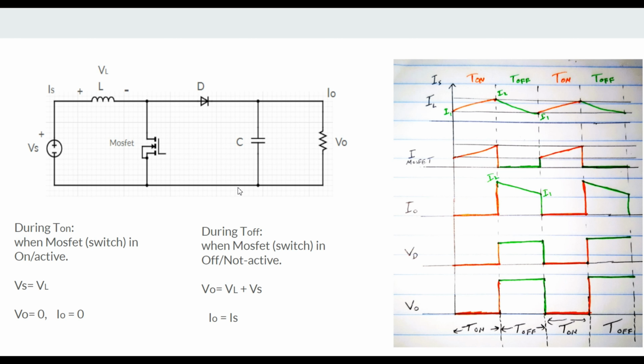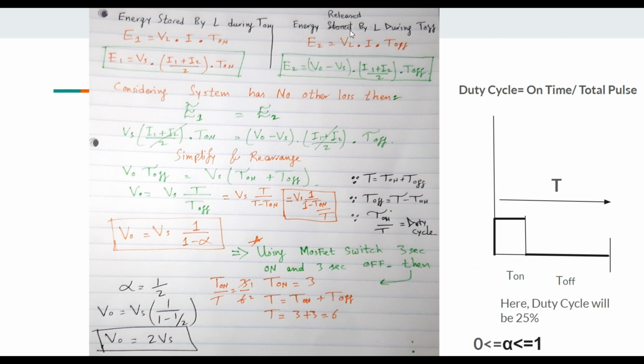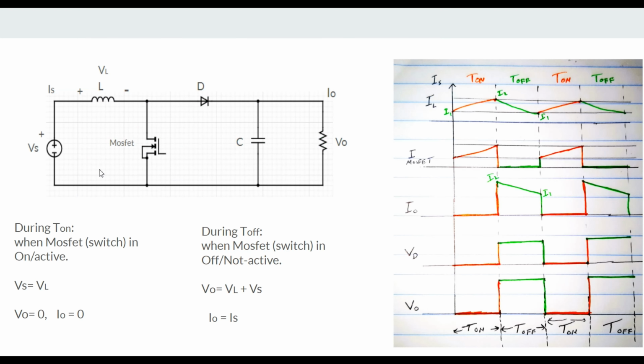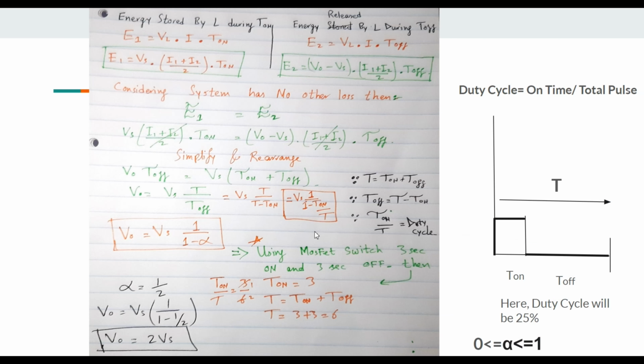Now from this circuit we will generate some equations. If you are interested in all these equations, then you can continue. Otherwise, this is the final formula: V out is equal to voltage source into 1 over 1 minus alpha. This is the final formula which we will get through this whole calculation. And all these equations are so simple. You can get these equations just from this circuit.